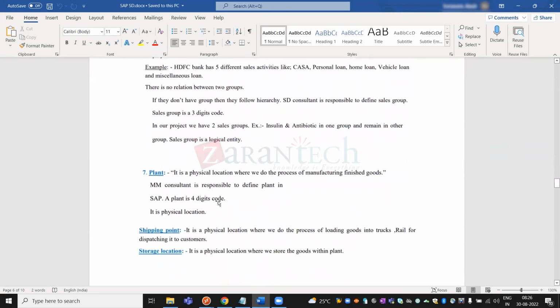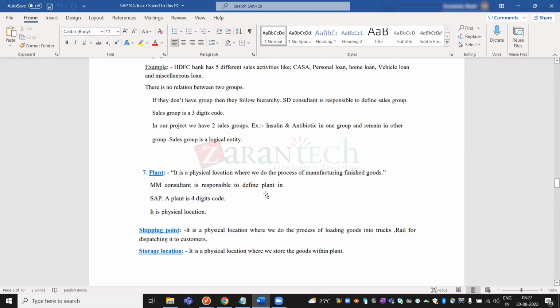And the next one is our plant. Plant is basically where the actual production will be done. It is a physical location where processing and manufacturing of finished goods is done. Means you have a certain product like a bicycle, so you need to have a certain plant where the actual manufacturing of your product is done. The consultant is responsible for defining the plant in SAP.